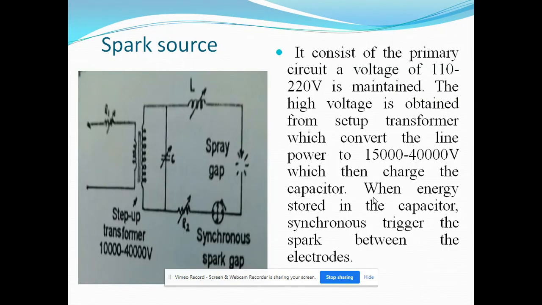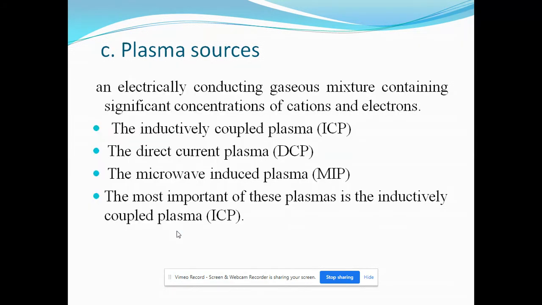The spark source consists of a primary circuit. A voltage of 110 to 220 volts is maintained. The high voltage is obtained from a step-up transformer which converts the line power to 15,000 to 40,000 volts, which then charges the capacitor. When energy is stored in the capacitor, a synchronous trigger creates the spark between the electrodes.